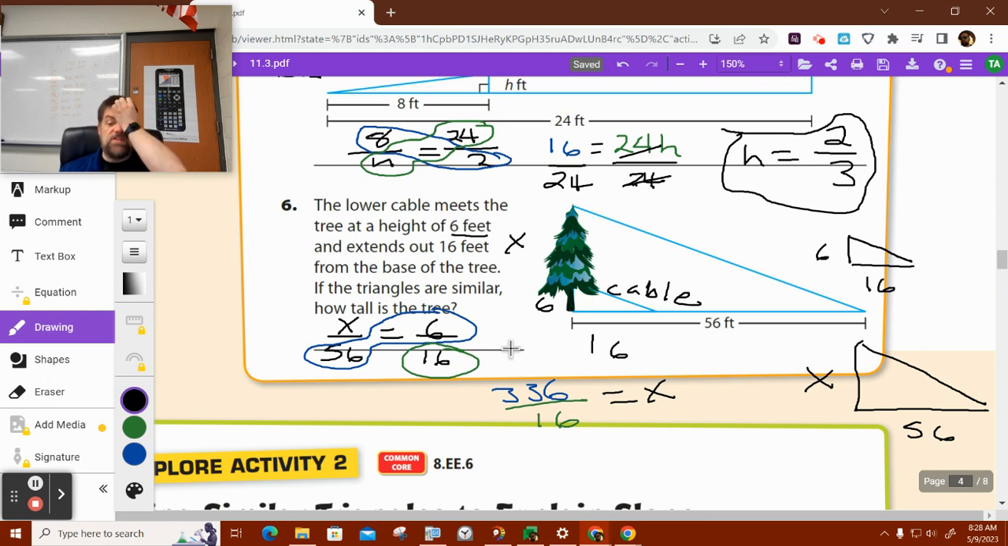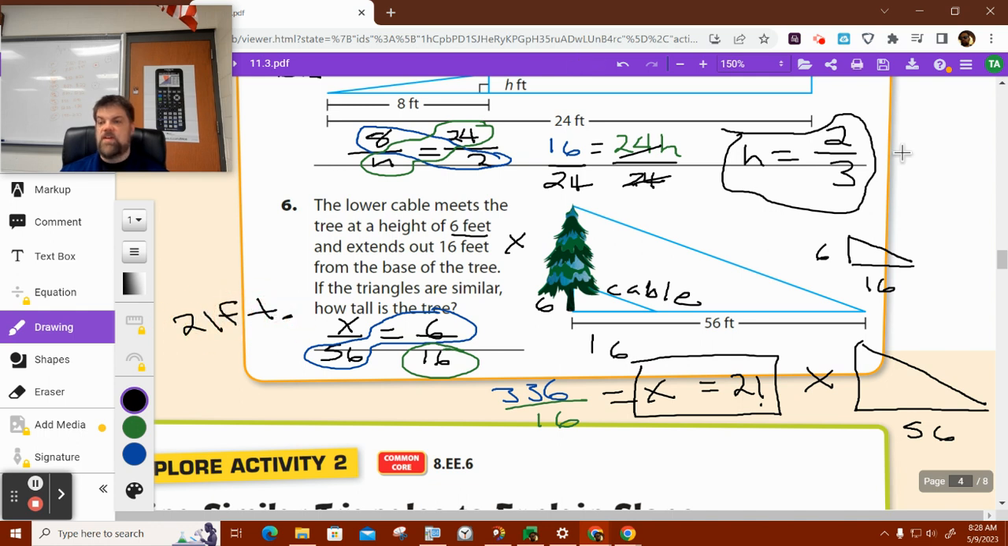Okay, what's 336 divided by 16? Is it really? Yes. Yeah. There it is. See how easy that was? X equals 21. Feet, of course. Mr. Adams has been lacking on your units, so just say 21 feet. Same thing over here. This was 2/3 of a foot.